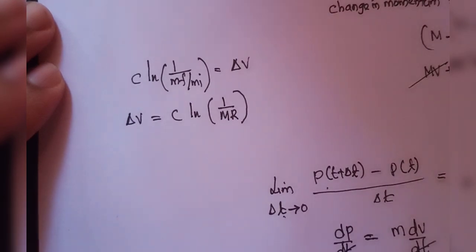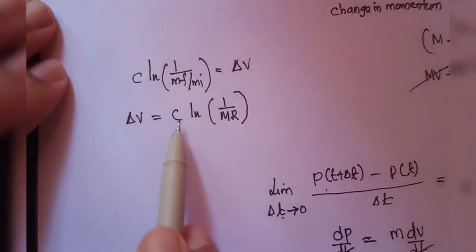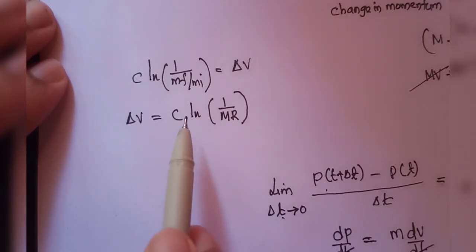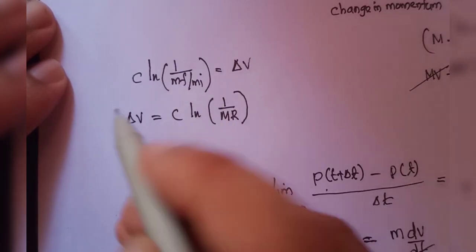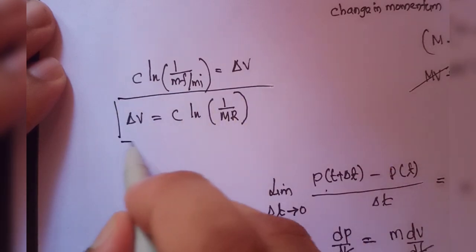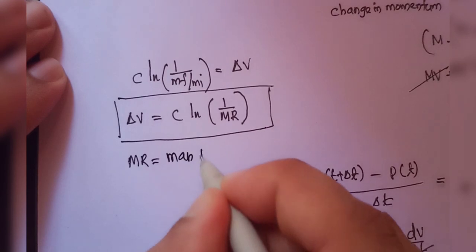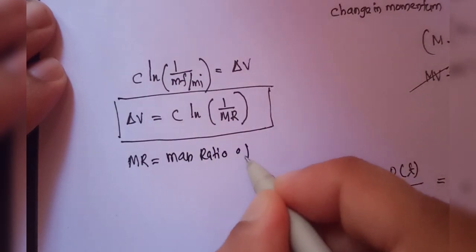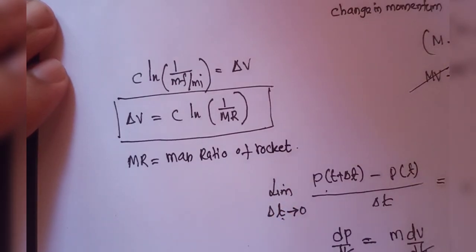Now this is how the entire Tsiolkovsky equation works. Delta v is the velocity gain experienced by the rocket, c is the effective exhaust gas velocity or the jet velocity of the rocket, and the logarithm of 1 by mr. So this is our Tsiolkovsky rocket equation, where mr is the mass ratio of the rocket. So this is how the equation is derived.